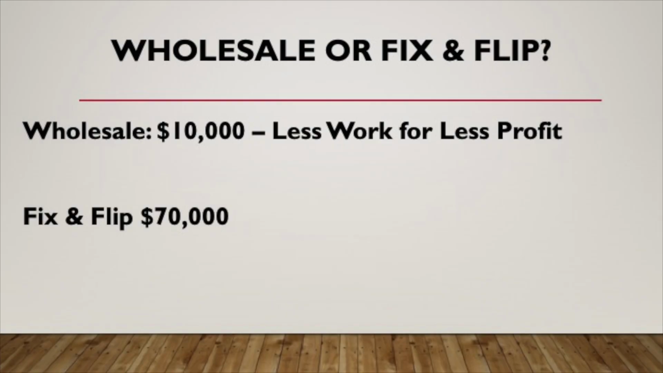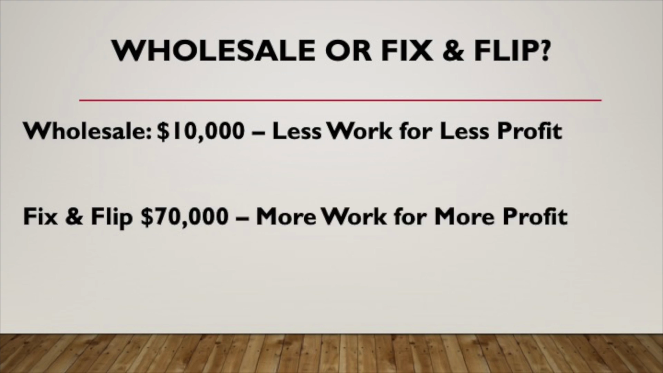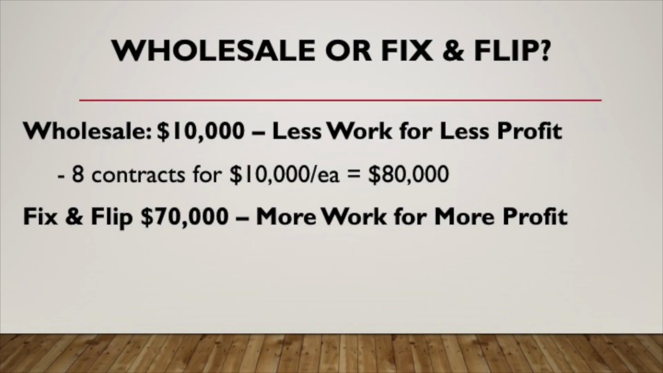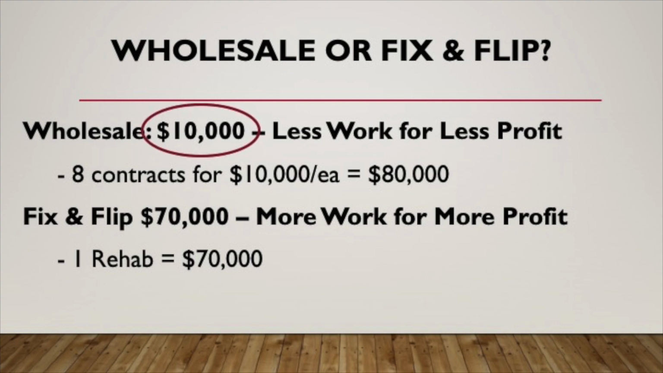The trade-off is less work for less profit, wholesaling, for more work for more profit, fix and flip. Really good wholesalers will argue that they can wholesale 8 contracts for $10,000 each in less time, energy, and effort as it takes to fix and flip one deal that makes $70,000. Now, if that were the case, then wholesaling the contract for $10,000 is a smarter move. But my belief and my business model is to become an expert at both wholesaling and fix and flip, then cherry pick the best deals to fix and flip and wholesale the rest.